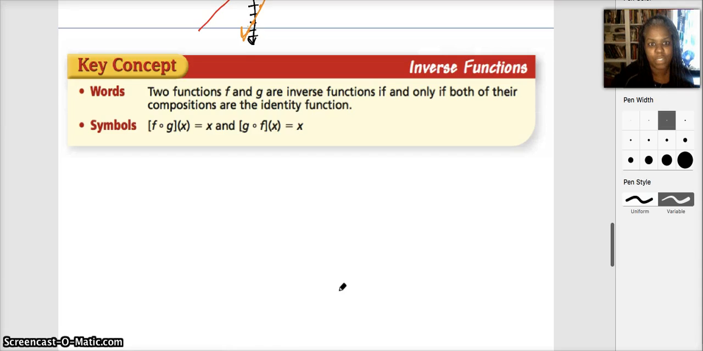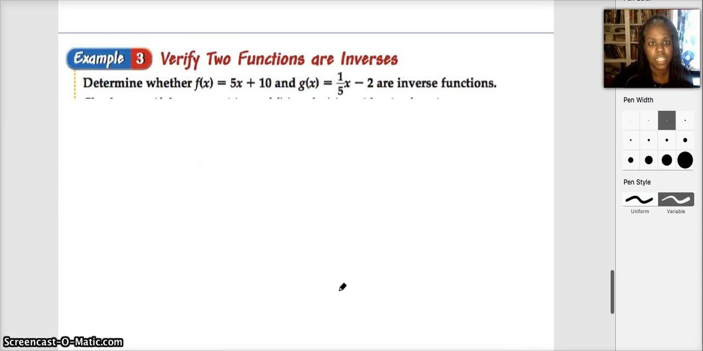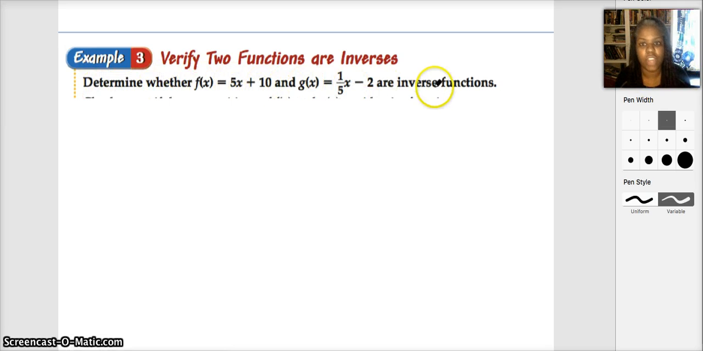Okay, so that's what's happening there. That's the information they're giving us. And so now we're going to verify algebraically, I believe, whether these two functions are inverses of one another.